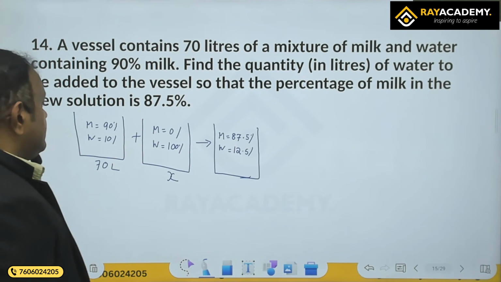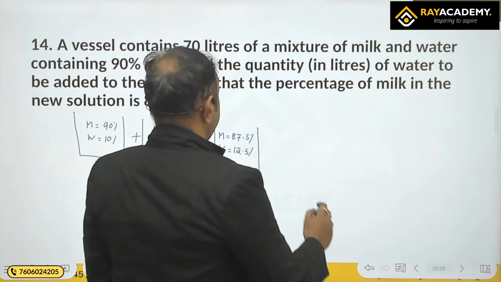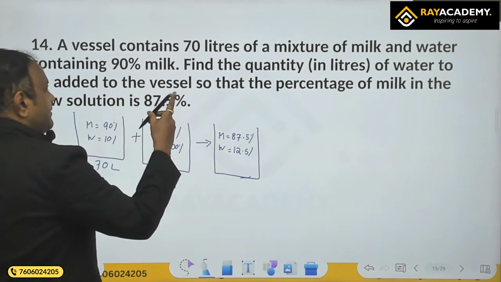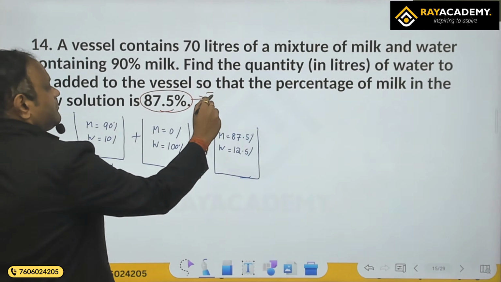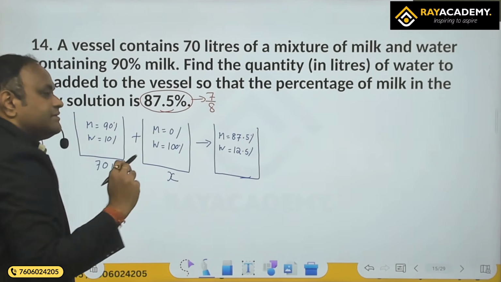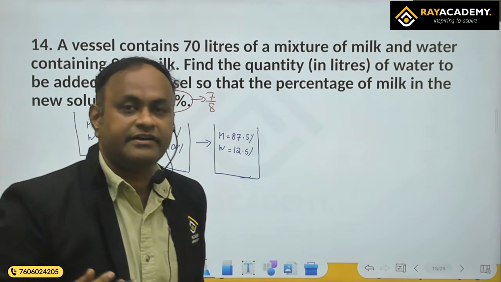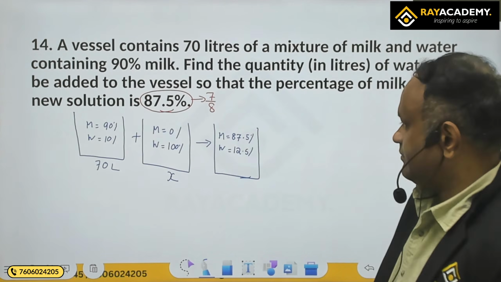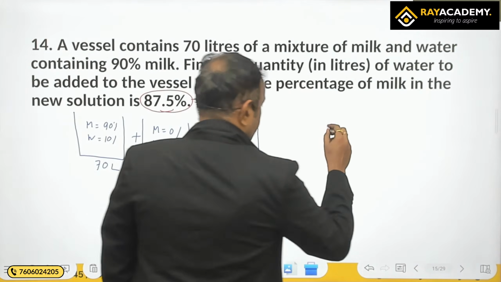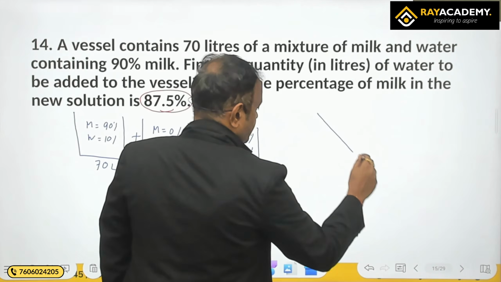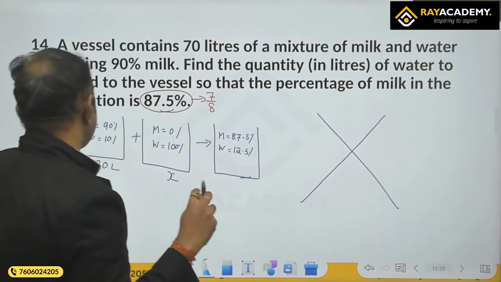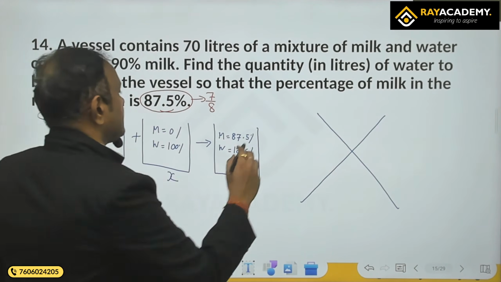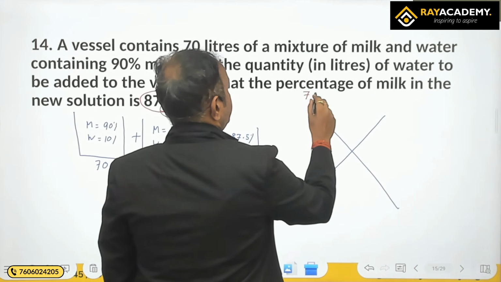First thing is 87.5% is a very well-known figure. We know its fractional value is 7/8. 7/8 multiplied with 100 will give you 87.5. So first we solve by the alligation method. Alligation method is something like this. The first content's volume is 70 liters, so I can write it as 70.